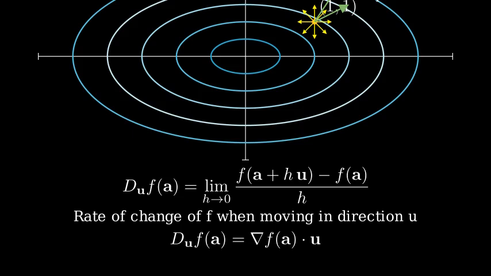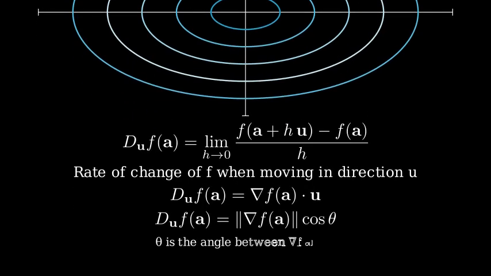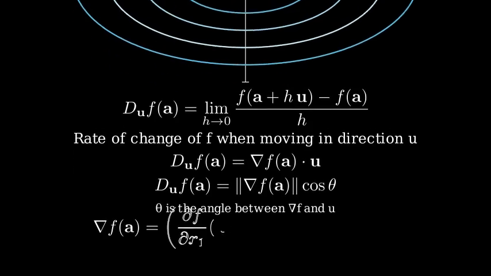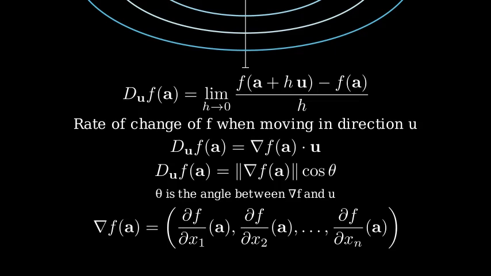When u is a unit vector, there's a key formula connecting the directional derivative to the gradient. D sub u of f at point A equals the dot product of the gradient of f at A with the unit vector u. This equals the magnitude of the gradient times the cosine of the angle between the gradient and the direction vector. Let's now define the gradient vector. For a differentiable function f, its gradient at point A is the vector of partial derivatives.